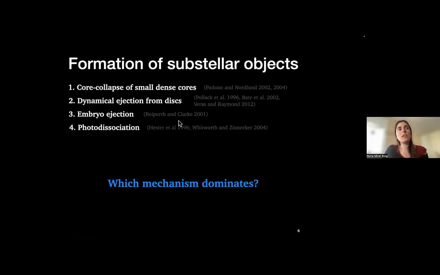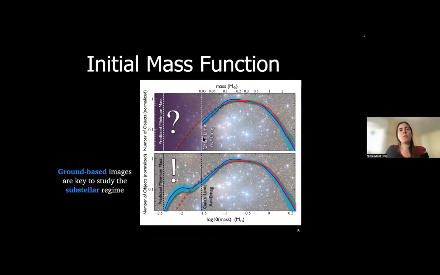So all these mechanisms are proven to form free-floating planets, and currently the question is which is the mechanism that dominates, or what is the relative contribution of all these mechanisms to the final population of free-floating planets. And to study this, we propose to use the initial mass function.